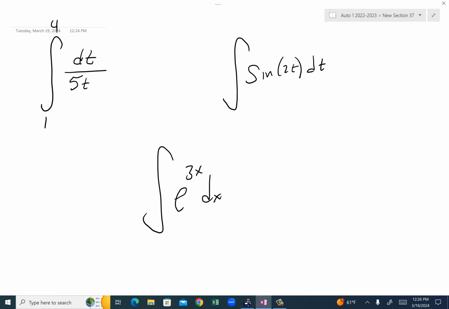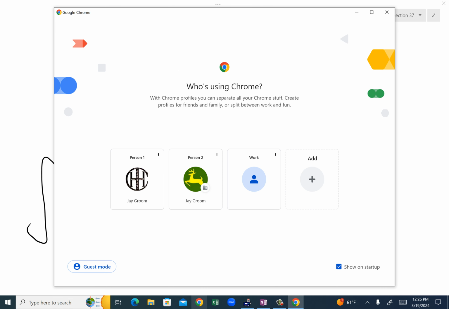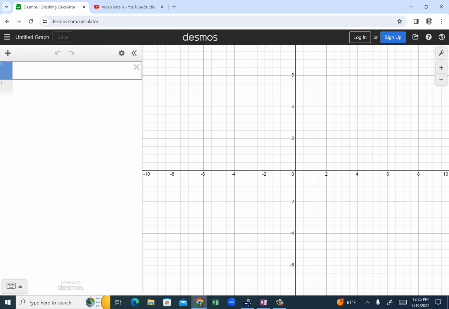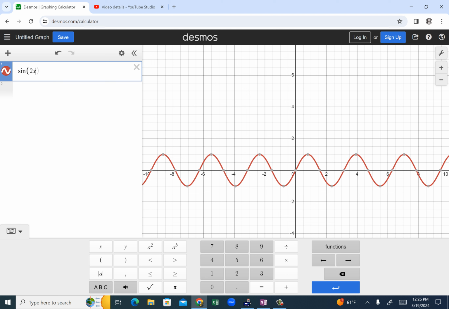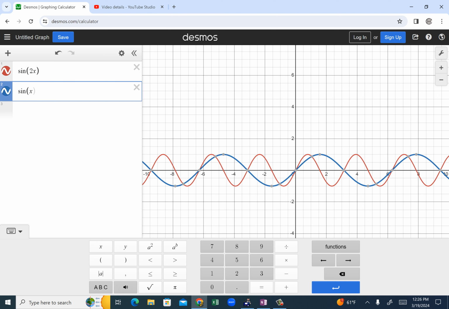Let's start with this one here. Let's see what sine of 2t looks like, just for fun, shall we? Here we go. Now, there's that one, and then here's regular sine x. What can you say about the slopes on the red one versus the blue one? By how much do you suppose?